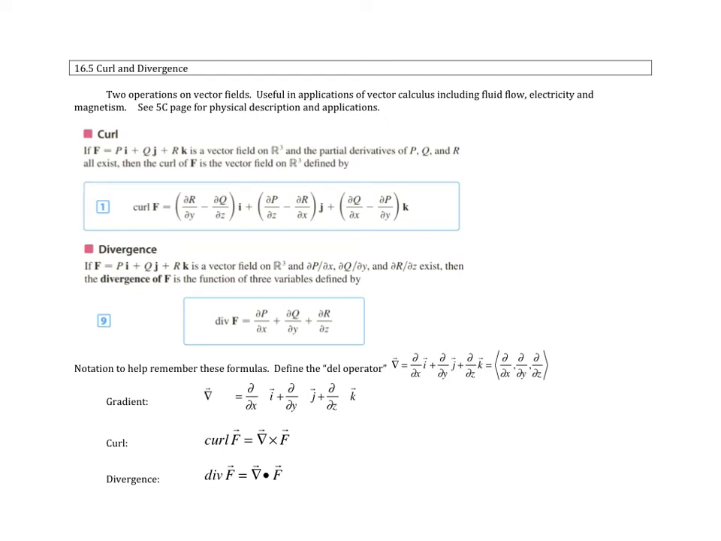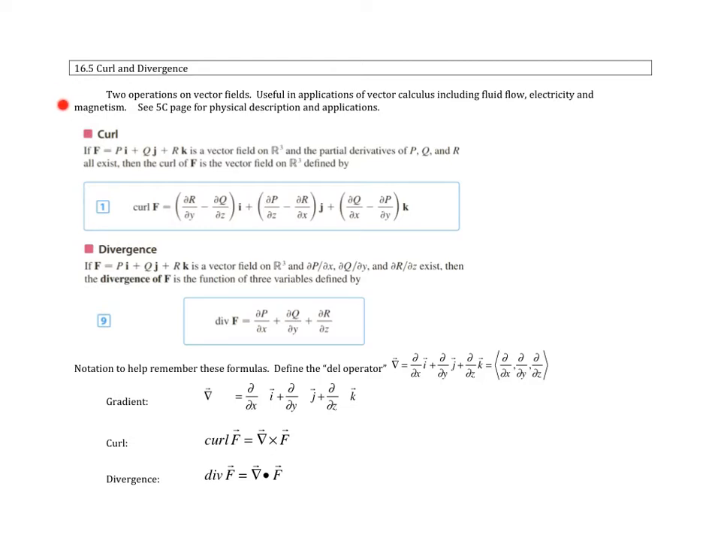Today we're going to look at two operations that can be done on vector fields, and those operations are called curl and divergence. You can probably tell by the names that there are a lot of physical applications of these. There's a lot of physical significance to them. For our purposes in this class, we're really only going to focus on how to do the computation so that we can use it to do some other mathematics.